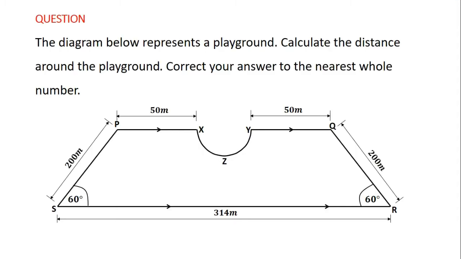We are on the topic mensuration. In the previous video, we learned how to find the area and perimeter of a composite shape and we solved a question on it. In this video, we are going to solve another question. The question is, the diagram below represents a playground. Calculate the distance around the playground. Correct your answer to the nearest whole number.